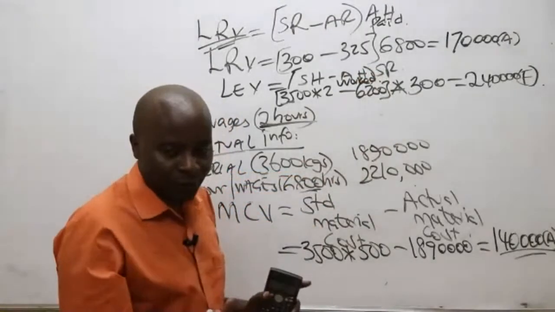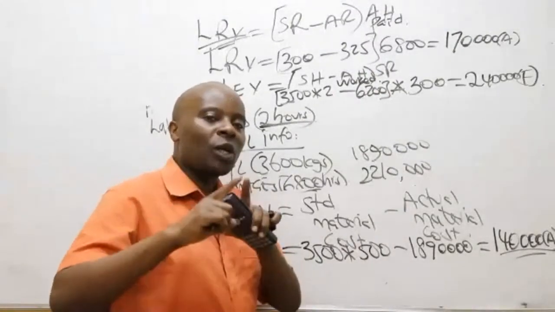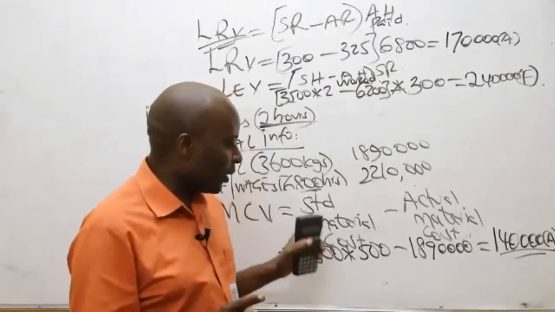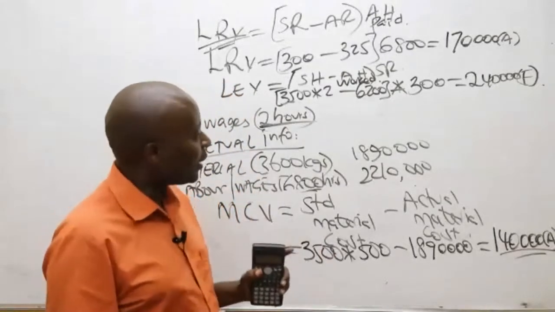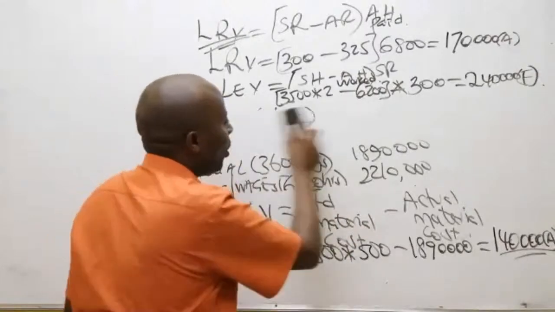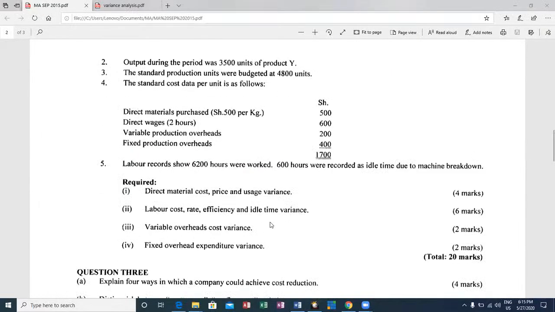Any other question? Now, because of a disparity between the actual hours worked and the actual hours paid, we have a difference of 600 hours. We need to calculate idle time variance. We need to get what we call idle time variance.